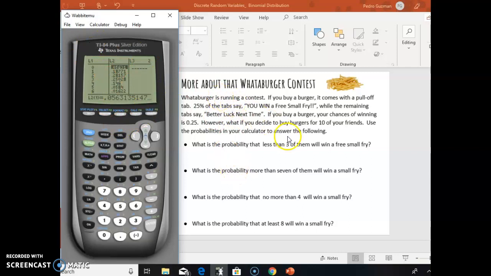Now, repeating this Whataburger question, after we've calculated the probabilities, which we have here, if you scroll down, you can see we have all the probabilities all the way to 10. Some of them are in scientific notation, in which case we would have to move the decimal over to the left.